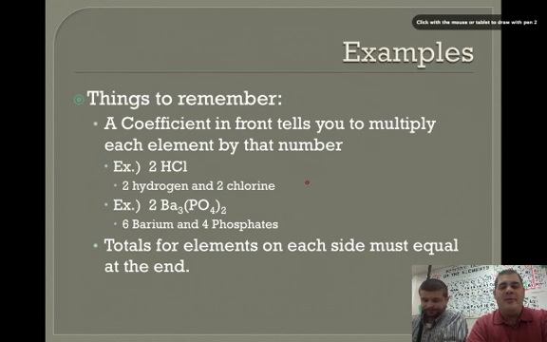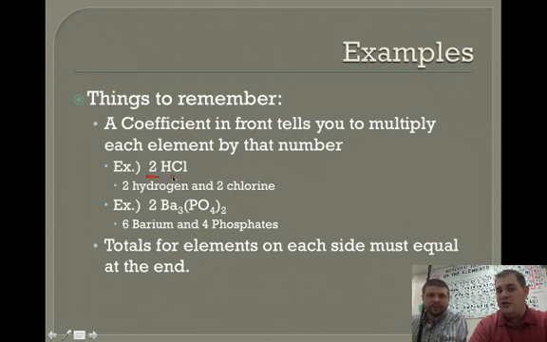So a couple things to remember. A coefficient in front tells you to multiply each element by that number. So these are just a couple of reminders. That 2 there goes to both elements: 2 hydrogens and 2 chlorines in that case. In that second case, the 2 goes to everything in there.